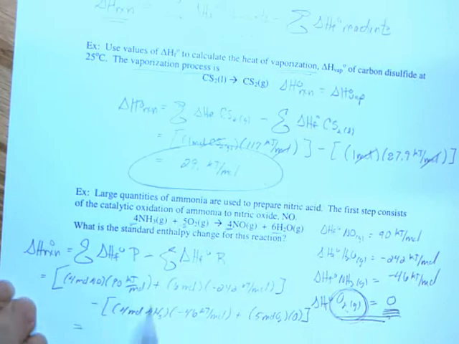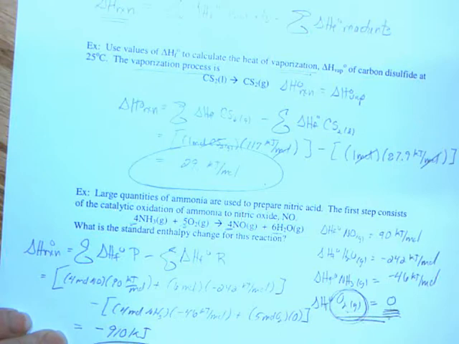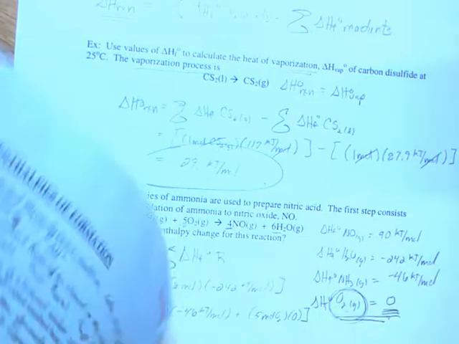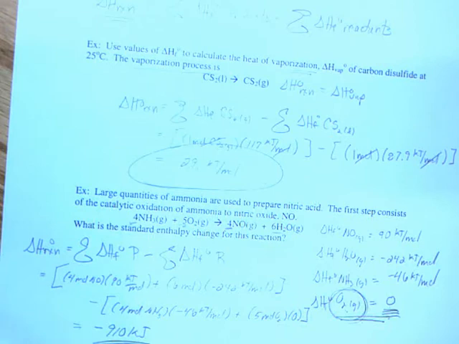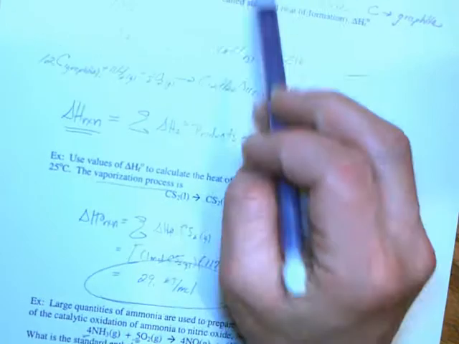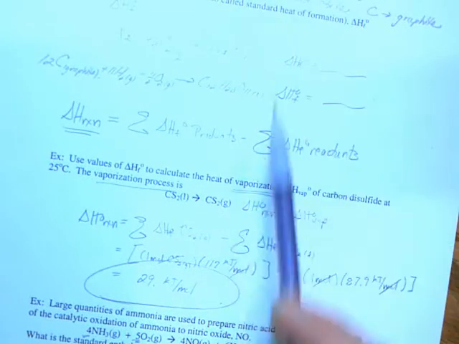Again, being just very careful about our math, being careful when we add and subtract with our decimal places, we will get negative 910 kilojoules as our answer. There's another example on the following page, but I believe these two give us good guidance as to how to apply standard enthalpies of formation to get the enthalpy of our reaction.